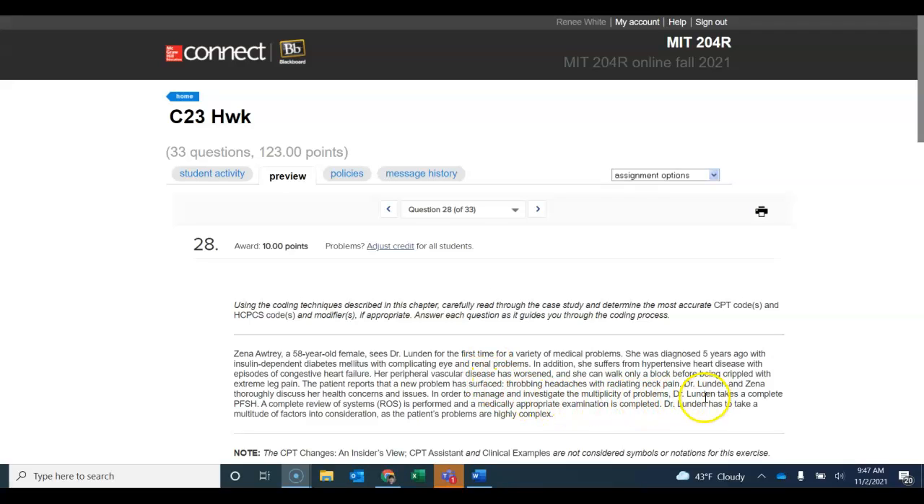It doesn't really say that he did a bunch of tests, okay? It does say that he did a complete history and a complete review of systems because it's the first time he's seen her, okay? And then look at the last part where it says risk of complications, okay? So think about, he's got a lot of diagnosis to deal with. He's got complex data, okay? So I'm going to say this is probably a 205. So let's look at what Connect says.